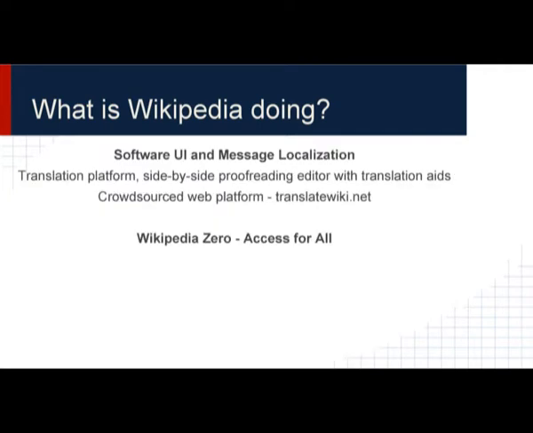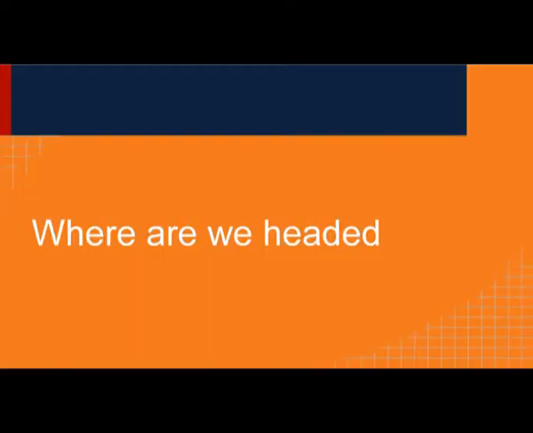Then we do software UI and message localization. And just think, everything is crowdsourced, everything is open source. It's a huge amount of work. And working with different telecom partners to make sure that there is free access to Wikipedia for everyone, everywhere. So, where are we headed?